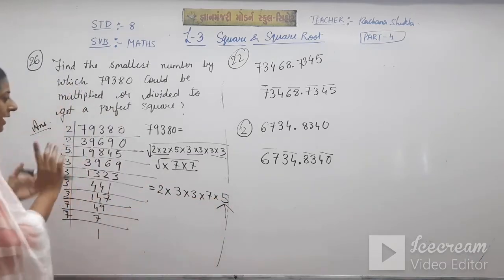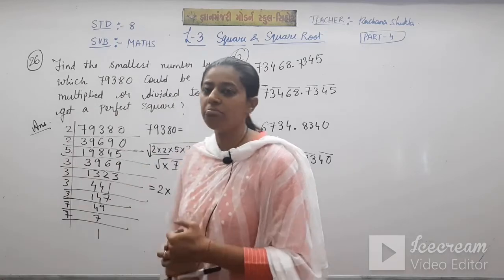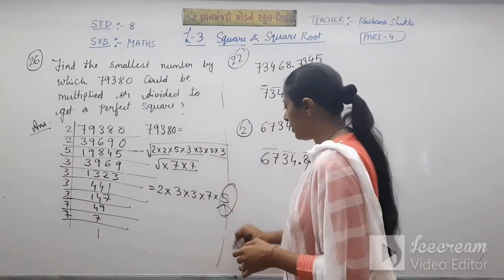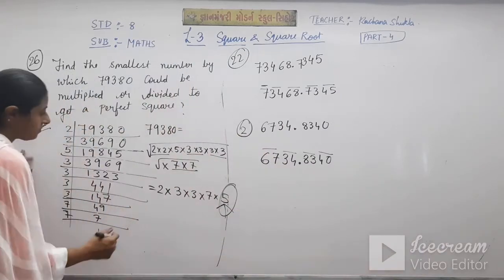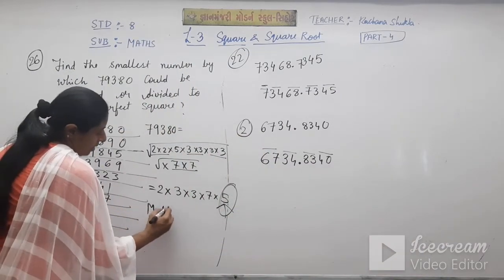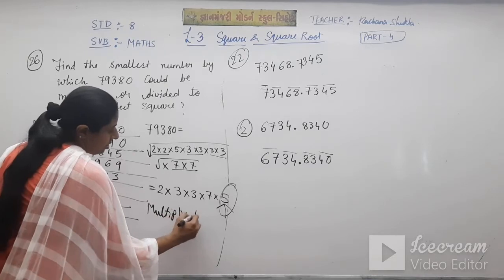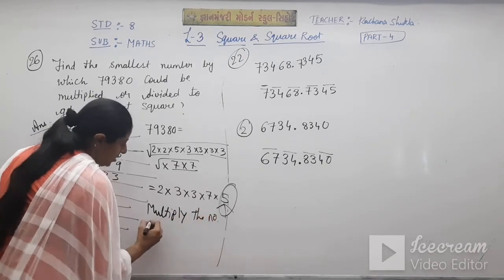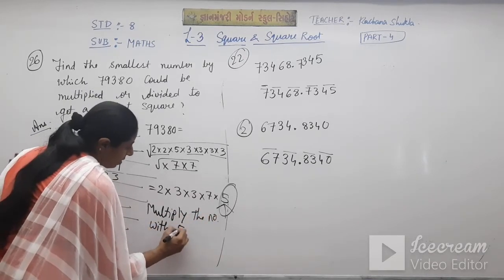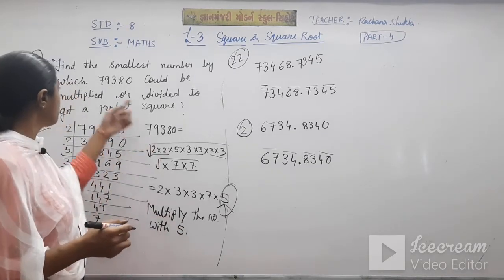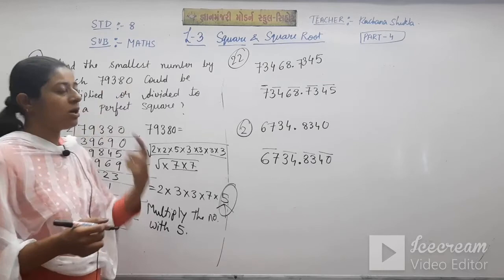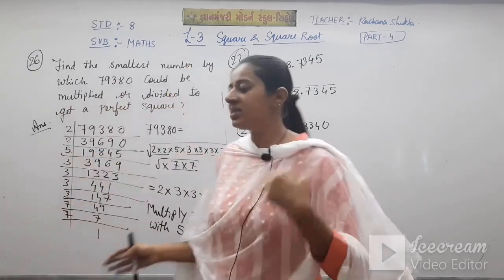So you will either multiply this number by 5 or divide the number by 5. So your answer will be: multiply the number with 5, or you can also write divide the number with 5, to make 79380 a perfect square. This is your answer.